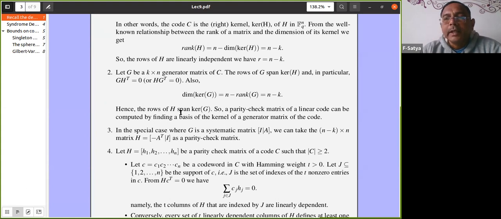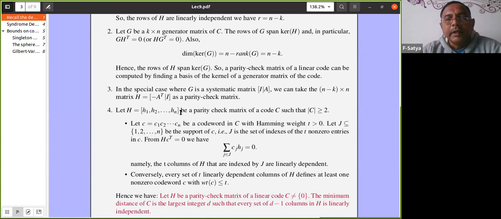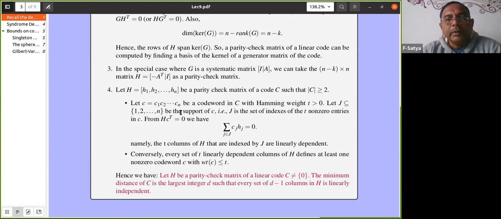Hence, in particular, G into H transpose is equal to 0, or H into G transpose is equal to 0. Hence, the dimension of the kernel is equal to n minus rank of G, that is, n minus k. Hence the rows of H span the kernel of G. So the parity check matrix of the linear code can be computed by finding the basis of the kernel of the generator matrix of the code. Okay, so this we did in the previous class.